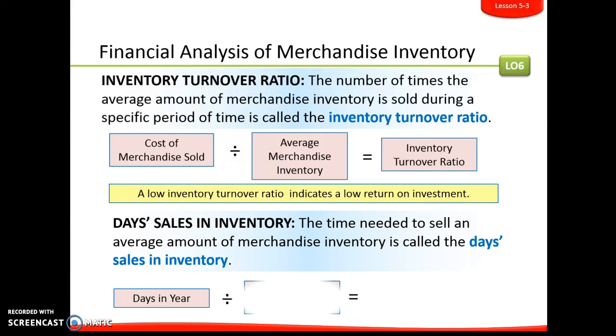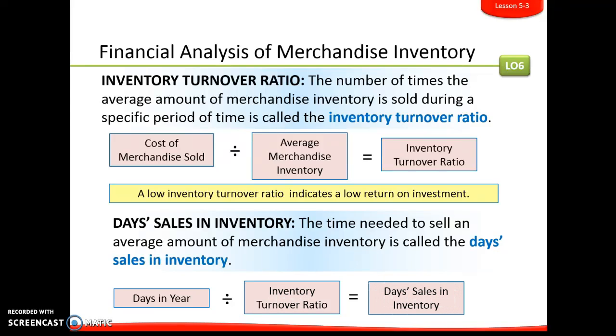Next thing that we see is a day's sales in inventory. The time that is needed to sell an average amount of merchandise inventory is called days sales in inventory. So we take the days of the year divided by that inventory turnover ratio, and that would give us our days sales in inventory.